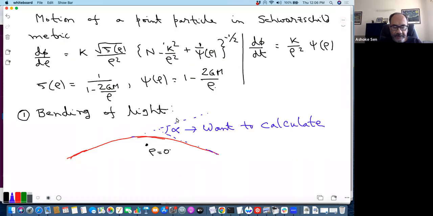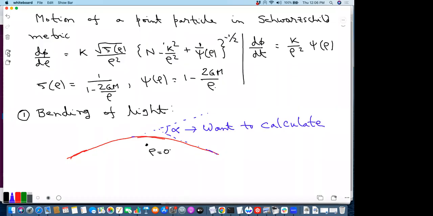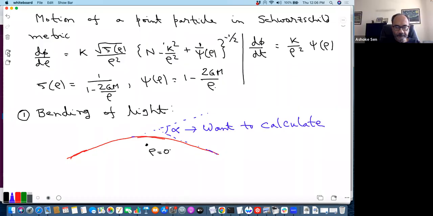Okay. So let me emphasize again, the idea is to try to follow the trajectory of light in the background of the Schwarzschild metric. For light, n is supposed to be 0, right? Yes, indeed, n will be 0. So n equal to 0 is what you are going to substitute, for a null geodesic.